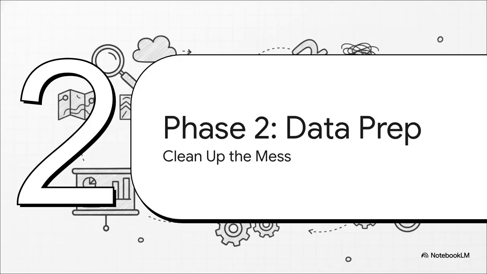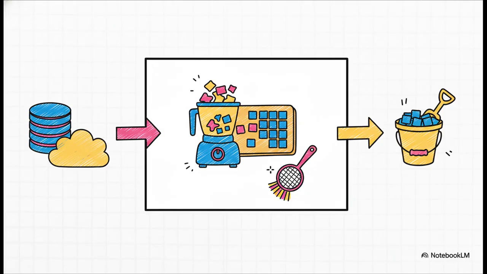So, on to our second stop. We've got our mission, but the data we need? Well, it's almost always a mess. This brings us to phase 2, data preparation, which I like to call the clean up the mess phase. In this phase, the team creates what's called a sandbox. It's basically a safe playground where they can work with data without breaking anything important.